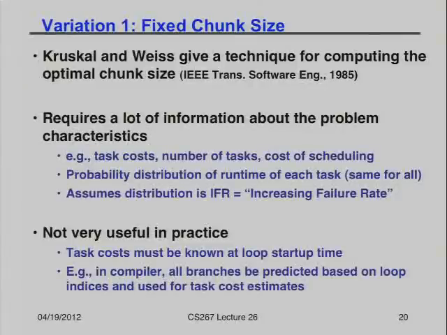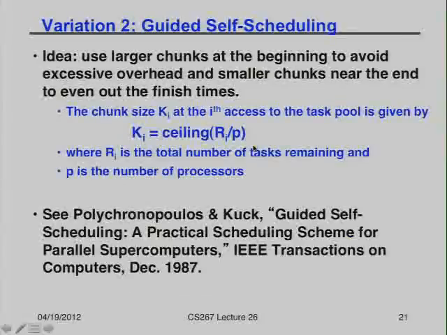So what do we do if we don't have all that statistical information? The next kind of variation, which is much more practical, is something called guided self-scheduling. And the idea is pretty simple. At the beginning, I'm going to give everybody a lot of work to do so that they don't come and ask me very much. And then, as I get closer to the end, I'm going to give people smaller and smaller chunks.